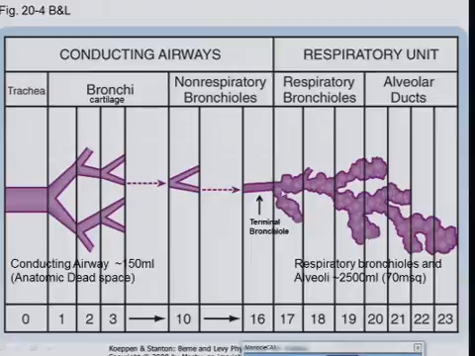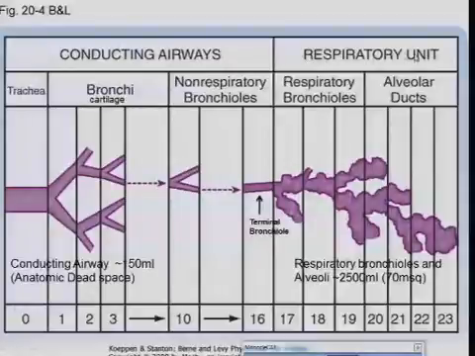As we go further down this branch, these portions are involved in gas exchange. So the difference between conducting airways and respiratory units is that the respiratory airways are involved in gas exchange. There we have the respiratory bronchioles, the alveolar ducts, and the alveoli.